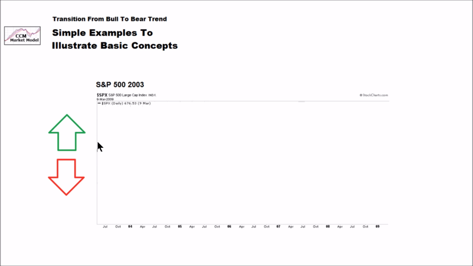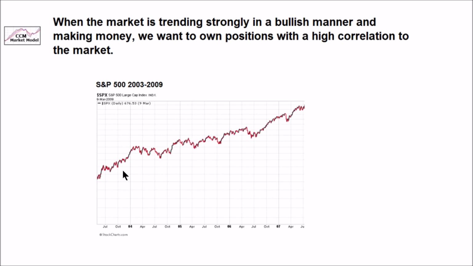So the data right here was confident, telling you that it was prudent to have a heavy allocation to highly correlated assets to the S&P 500. So in the context of this multiple year move, when the market is trending strongly in a bullish manner and making money, we want to own positions with a high correlation to the market. And that doesn't mean along the way we're not managing risk in here. This is significant deterioration. But if the big picture still looks good, we're also erring on the side of redeploying capital quickly when the market can right itself.